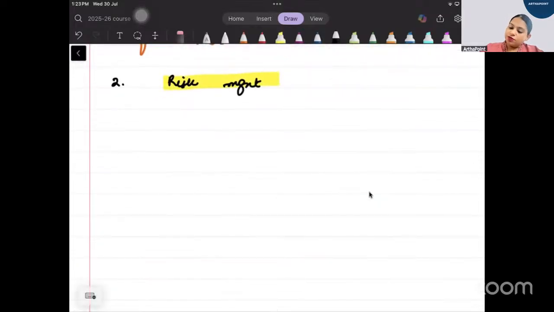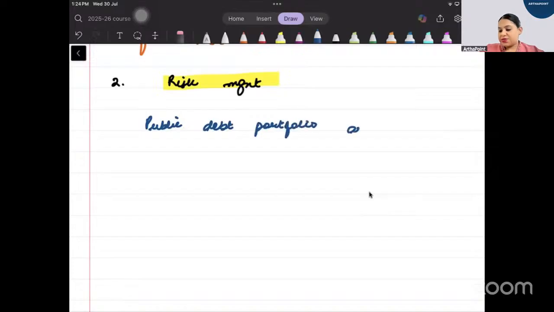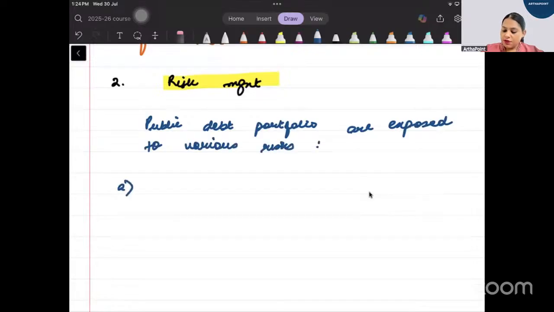Public debt portfolios are exposed to various risks. First, interest rate risk. Risk from changes in market rate.